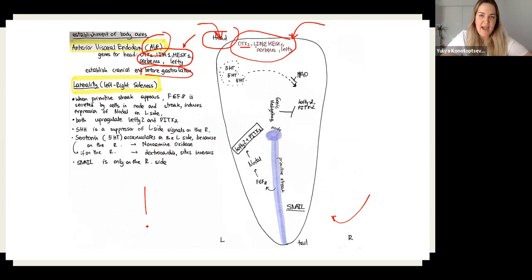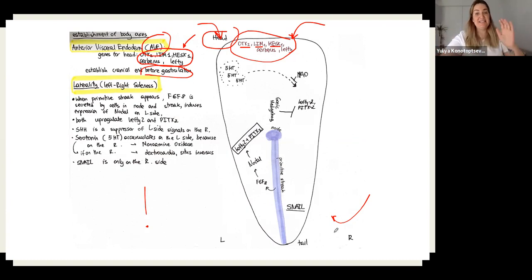OTX2, LIM1, and HESX1 are inhibiting formation of the primitive streak in the head. Even if you try to make it in the head, you won't, because of OTX2, LIM1, HESX1. So the head is at one end, and it stimulates formation of the primitive streak at the opposite end, at the caudal end.